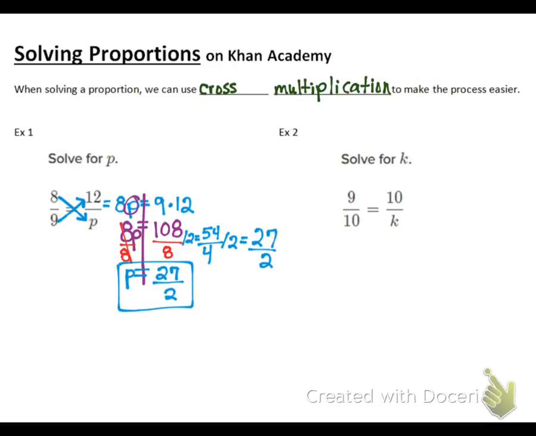So really the only new thing that you're learning is to cross multiply. So you really don't even need to show me this step here where it says 9 times 12. When you cross multiply, you could just write it as 8p equals 108. I'll show you what I mean by this next one here.